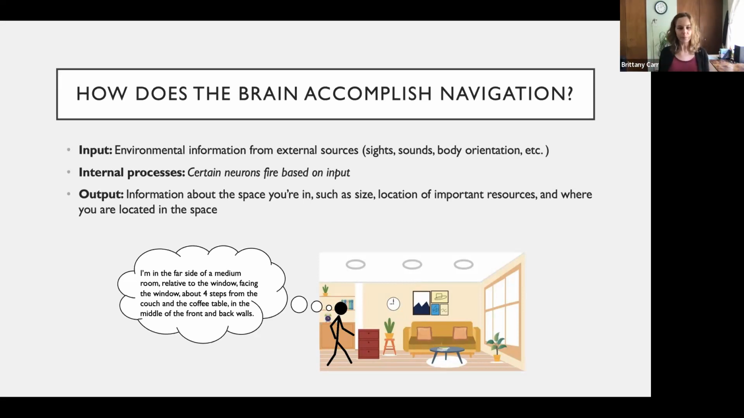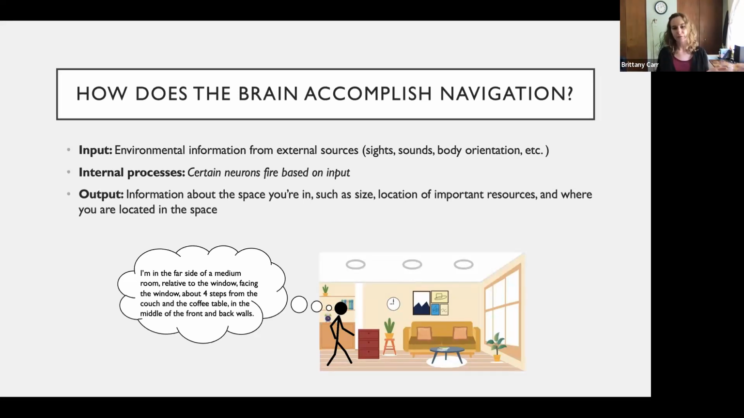that I'm in. So for example, one piece of information might be the size, right? How big is your room? Is it really small like a bathroom, or is it large like a giant gymnasium? You might have location of important resources, so like access to food, water for, basically all animals, and where you are located in the space.